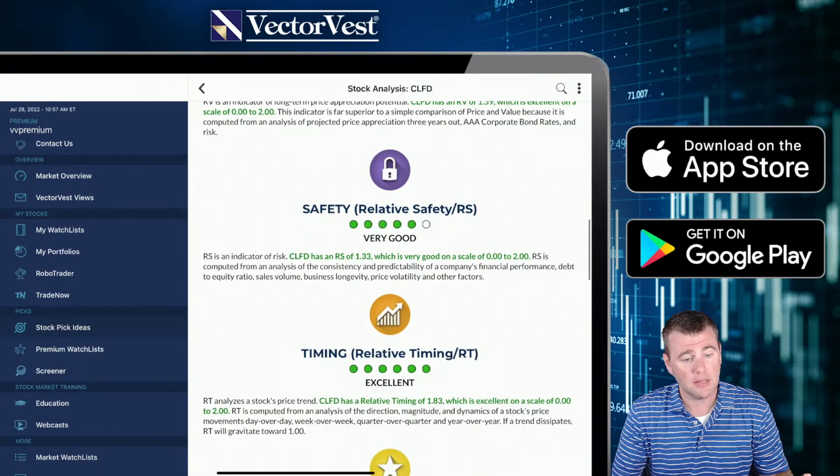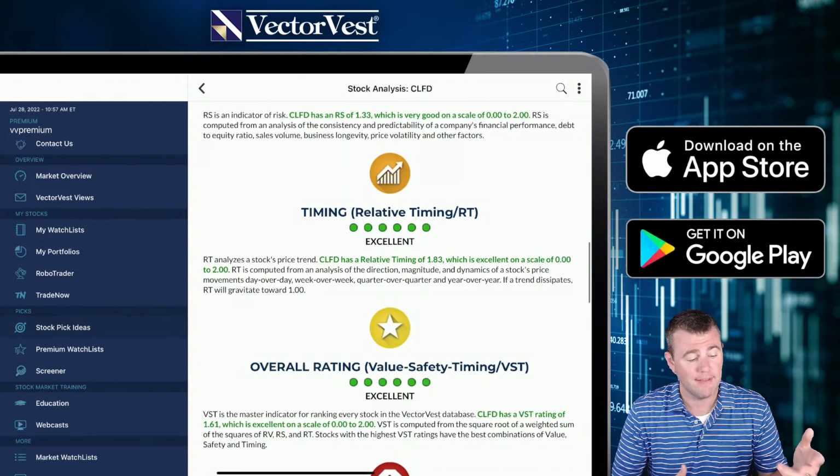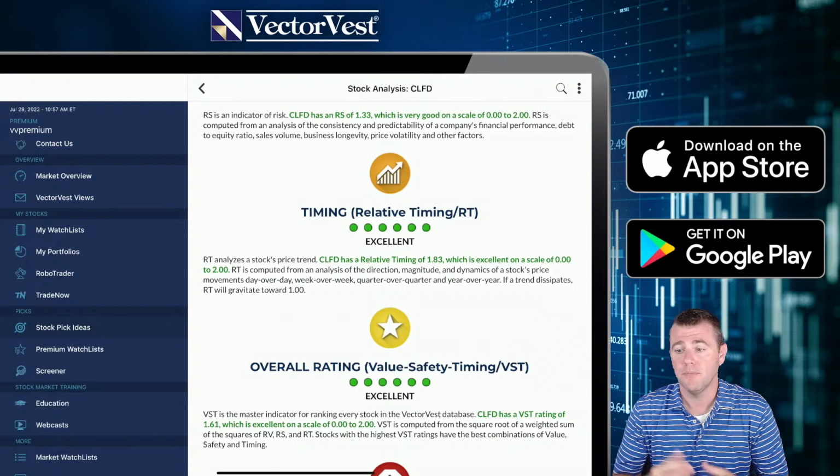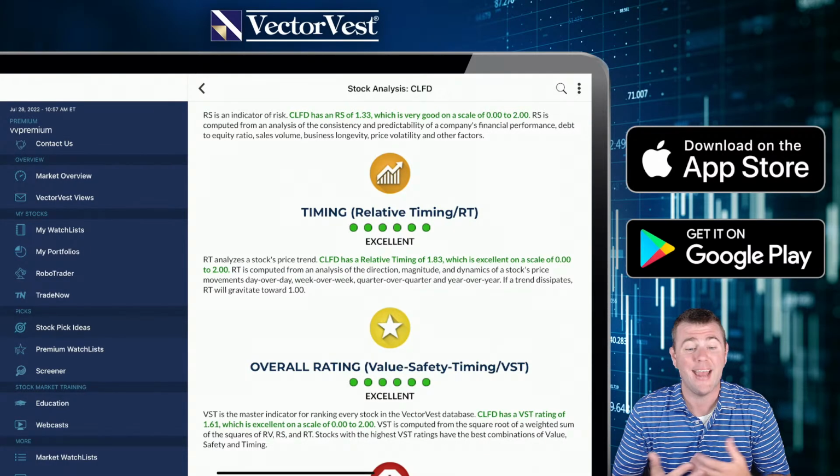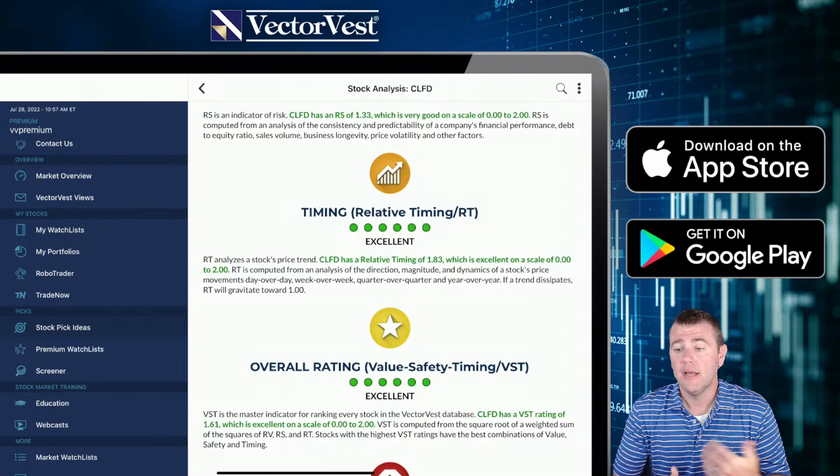Then last but not least, the next indicator we're going to look at is the RT, or relative timing. Now, this is looking at more of the short-term price trend, so this is more of a technical indicator, if you will. Since it's cast on a scale of 0 to 2, the closer to 2 it is above 1, the stronger the uptrend. The closer to 0 it is below 1, the stronger the downtrend.